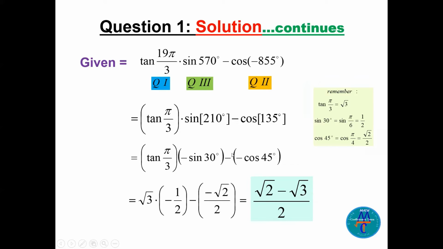This minus is from the question. Cosine 135 is in quadrant 2, and the cosine is negative, so we write minus cosine 45 degrees. This will be square root of 3 for tan pi over 3. Sine 30 will be half, so there is a minus here, minus half times this. There is a minus from the question, and cosine of 45 degrees will be square root of 2 over 2 with the minus inside.